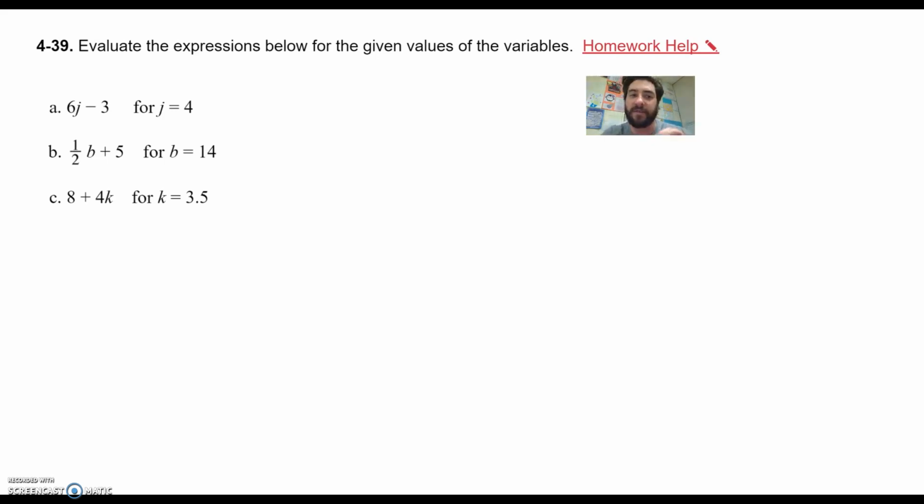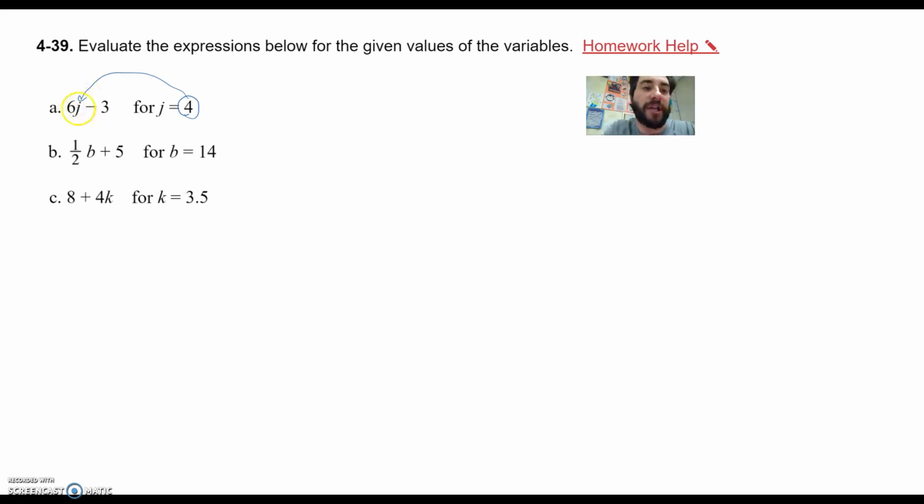So they're going to give us an algebraic expression, and what we're going to be asked to do is take what the variable is. We know what the variable is. It was unknown until it was found. So we're going to remove it and plug in our value for j. We know that in this case j is 4, so we're going to plug it in for j.